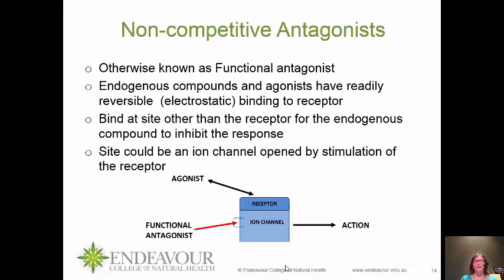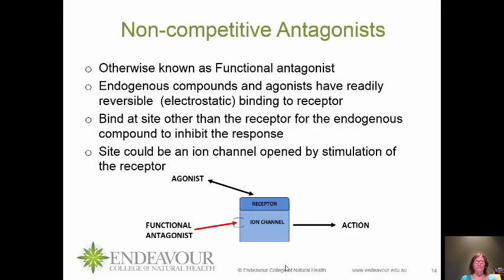They might be blocking an enzyme from being able to access its normal substrate. These antagonists might be directly blocking at the receptor, stopping the agonist from binding, or that antagonist might be binding at a completely different site. They're still a functional antagonist, but they're non-competitive.